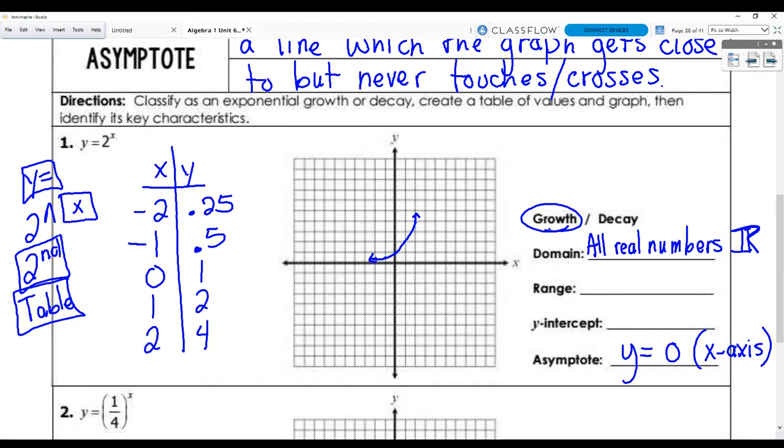And then the range is from the bottommost point to the topmost point. It will never come down and actually touch the x-axis. It's all above it. So the y values are all greater than 0. And the y-intercept is where it touches the y-axis, which is at the point 0, 1.